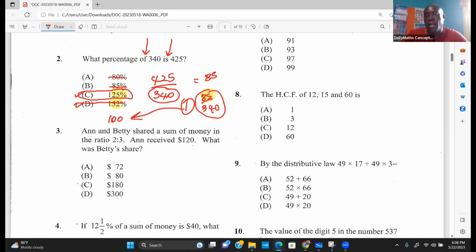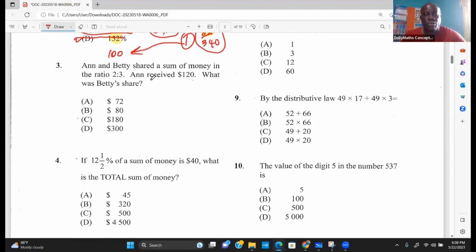So for this one, 425 over 340 is 125%. And we're saying that you could subtract to get 100% first. When you subtract the 340 out of the 425, you're accounting for 100% of 340 already. And then the remainder, you relate it. And this is actually a quarter of 340. So it's actually C. This is one of those weird ones where you have to take your time and work through.